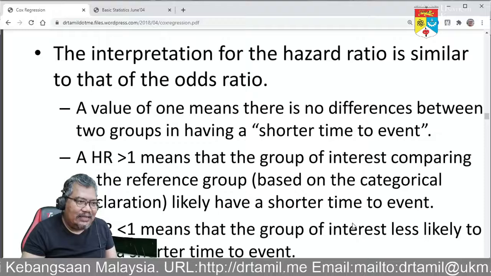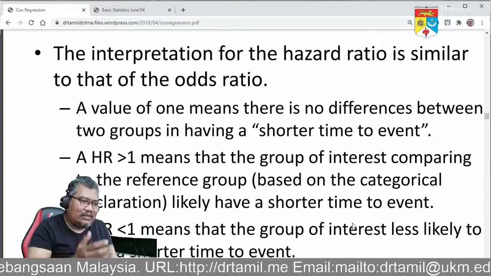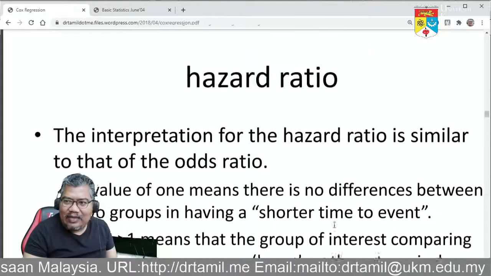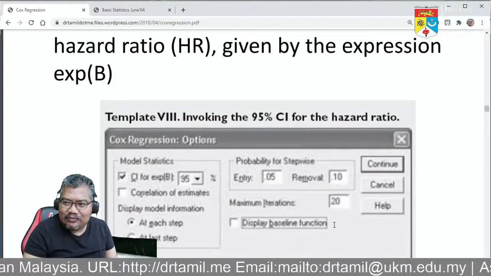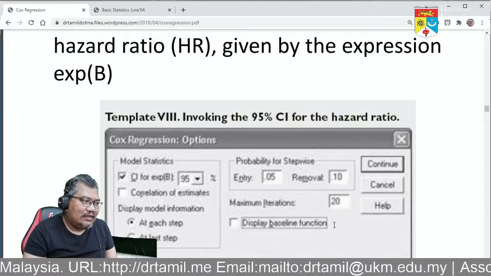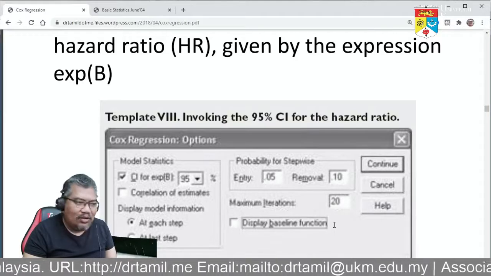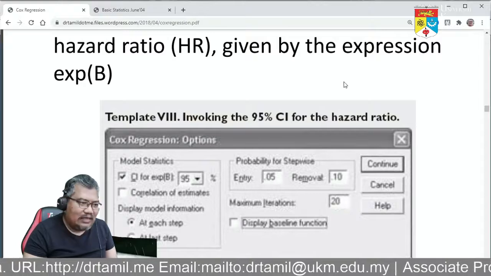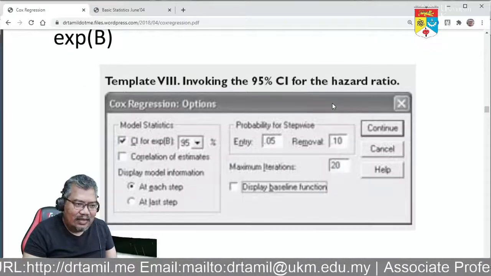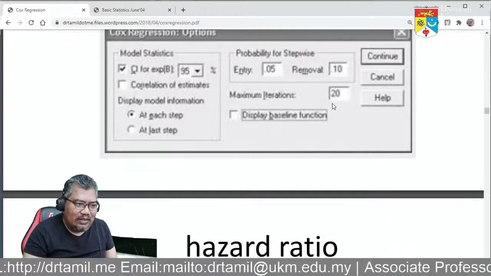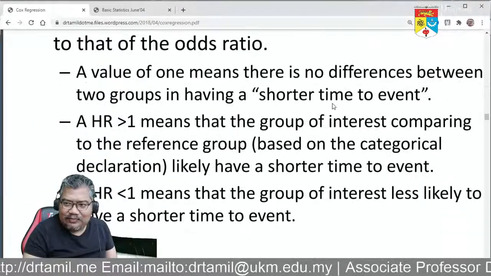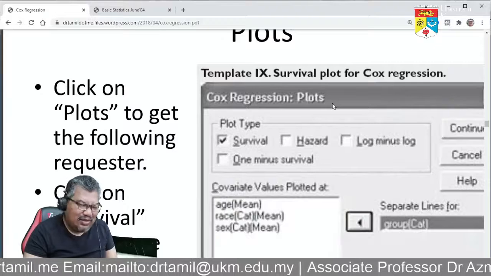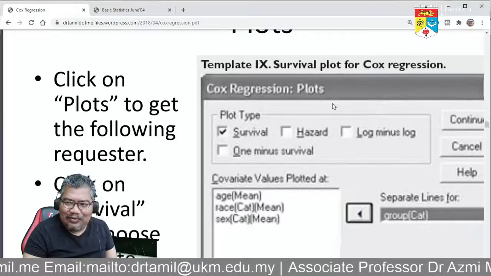With logistic regression, you get the odds ratio. With Cox regression, you get the hazard ratio. The explanation is the same as your odds ratio. If your hazard ratio is higher, you die faster. If the hazard ratio is lower, you die slower. It takes longer for time. Not that it dies slower, it takes a longer time for you to die.